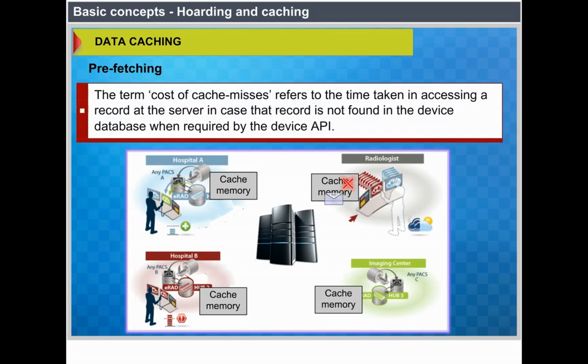The term cost of cache misses refers to the time taken in accessing a record at the server in case that record is not found in the device database when required by the device API.